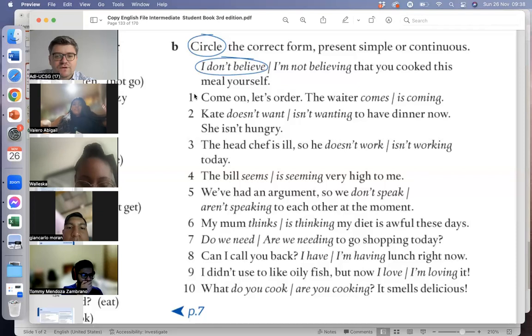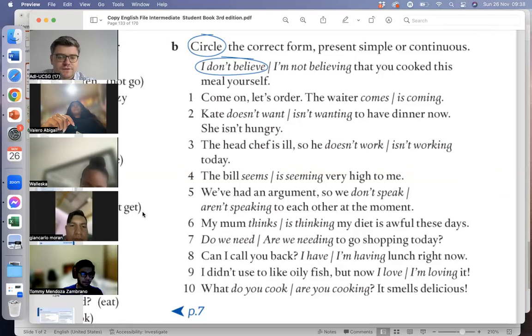Okay, so finish from 1 to 10, please. Again, you have this activity in your WhatsApp group. Don't rewrite the sentences. Just highlight the answer that you believe is correct. And please think of the rule. Why are you picking one answer or the other? Okay, so again, 5 minutes for this activity.